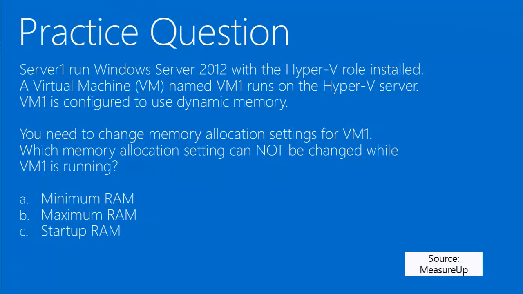You need to change the memory allocation settings for VM1. Which memory allocation setting cannot be changed while VM1 is running? Is it the minimum, the maximum, or the startup RAM?